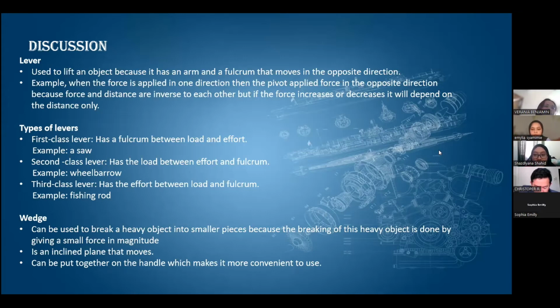Five, the fifth simple machine is wedge, which can be used to break a heavy object into smaller pieces, because the breaking of this heavy object is done by giving a smaller force in magnitude. It is an inclined plane that moves and can be put together on a handle, which makes it more convenient to use.